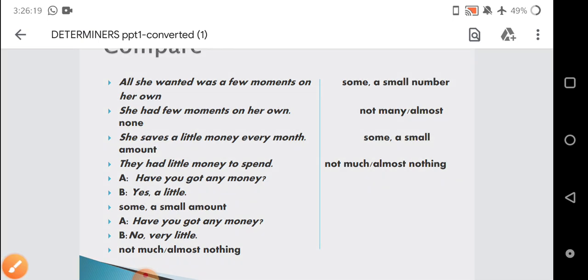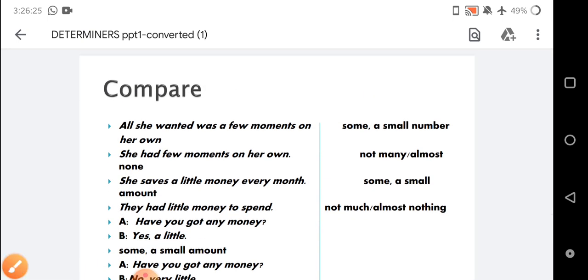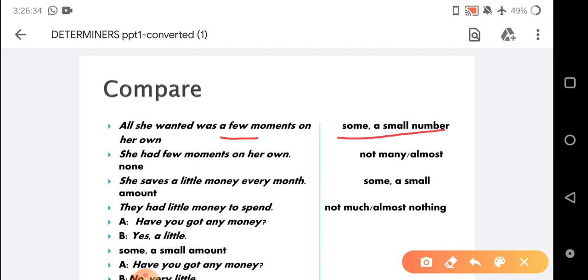All she wanted was a few moments on her own. Look at a few. So all she wanted was some moments, okay, a few moments, a small number of moments or a little time. Look at the second sentence in comparison. You have to compare both of these. She had few moments on her own. Few without using an article. We are saying few moments. It means not many. Almost none.